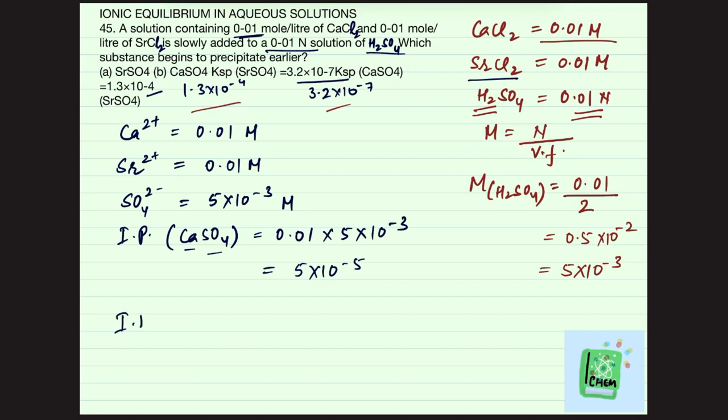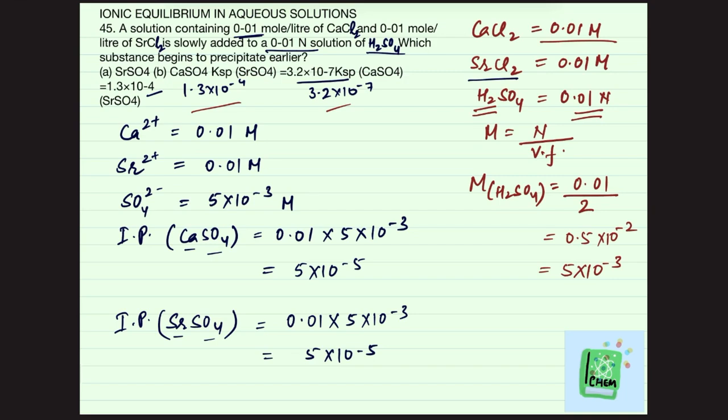Now ionic product of strontium sulfate. Now strontium sulfate also has one strontium ion and one sulfate ion. तो इसका आयनिक प्रोडक्ट हो जाएगा, what will be its ionic product? Concentration of strontium ions, that is 0.01 multiplied by concentration of sulfate ion, that is 5 into 10 to the power -3. ठीक है? Now this is again equal to 5 into 10 to the power -5.